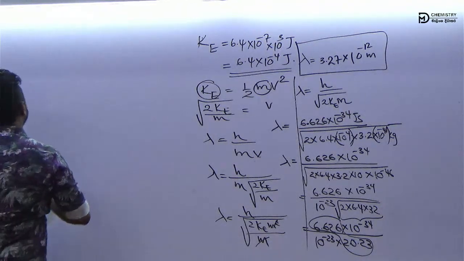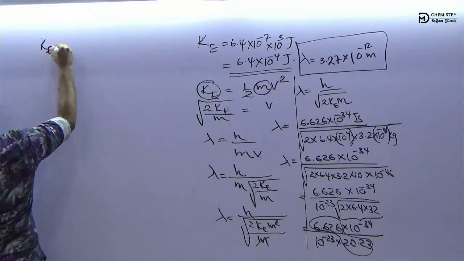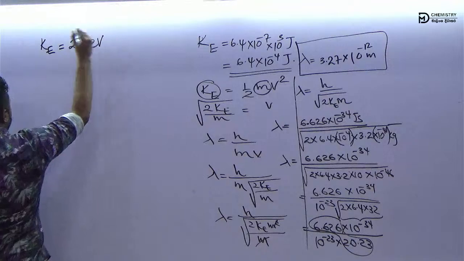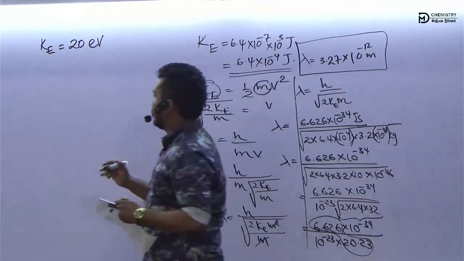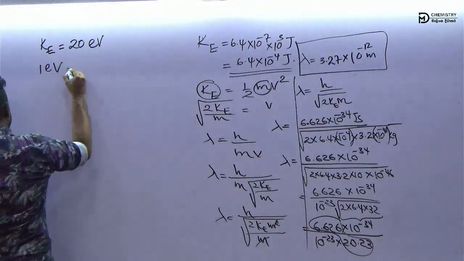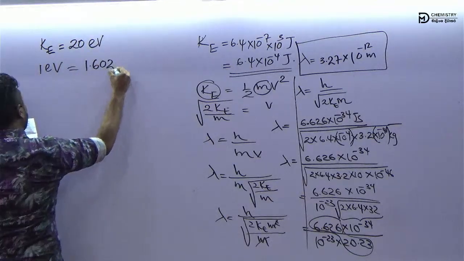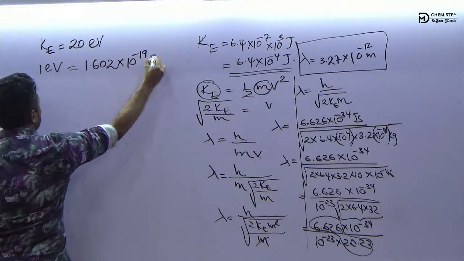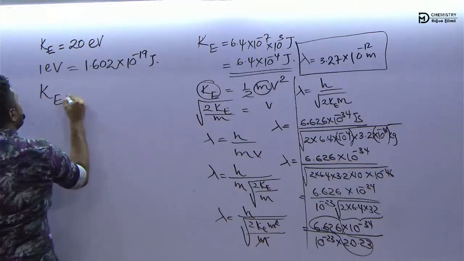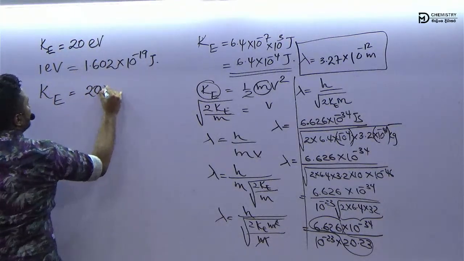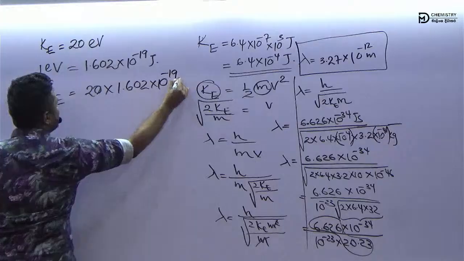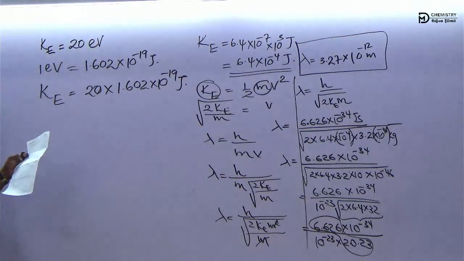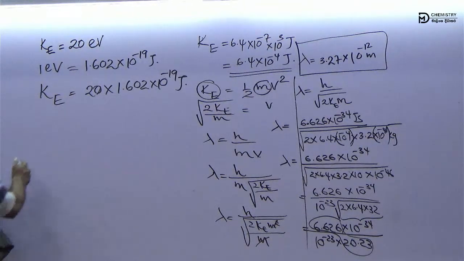The kinetic energy of an electron is given as 20 electron volt. You are not familiar with electron volt, but no need to worry. In my question, I gave you 1 electron volt is equal to 1.602 into 10 to the power minus 19 joule. So here you can calculate kinetic energy in terms of joule. To do that, you have to multiply 20 by 1.602 into 10 to the power minus 19. So this is the kinetic energy of the electron.